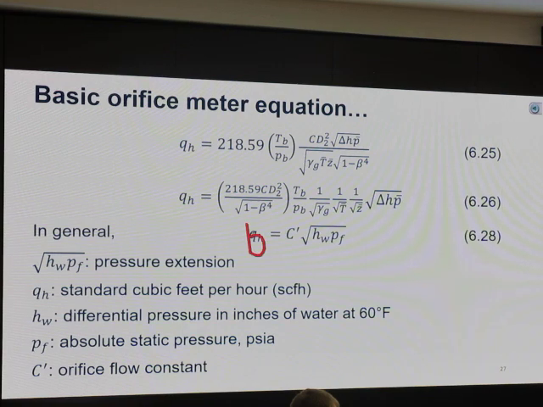I put here the flow rate that I know. Maybe I put here P sub F that I know. I put here the C value that I know. Then I calculate the pressure drop.